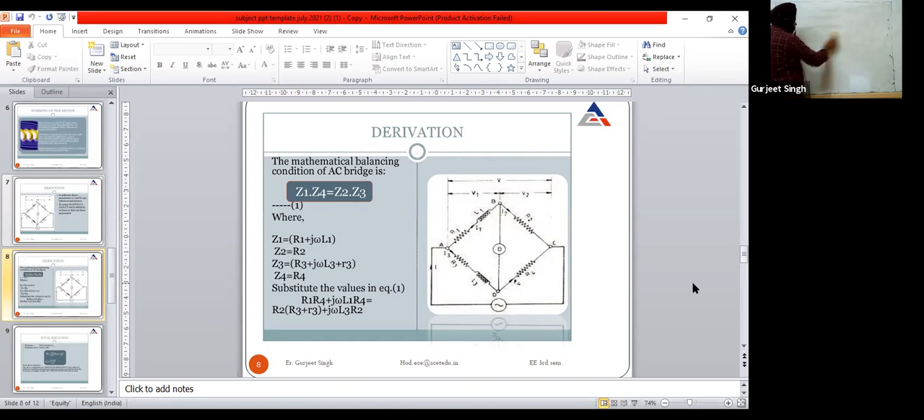In the Maxwell bridge, we have applied the technique Z1 Z4 is equal to Z2 Z3. Suppose this is the resistance and this is the inductance value which we have to find out. This is R1, this is L1.